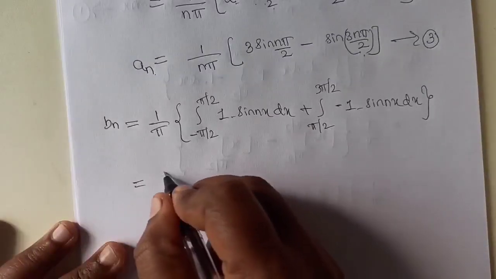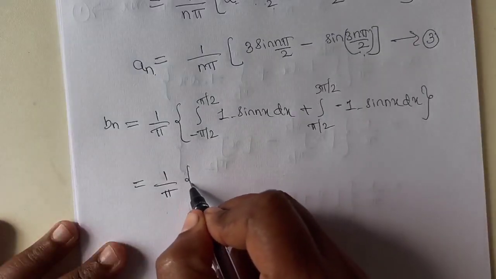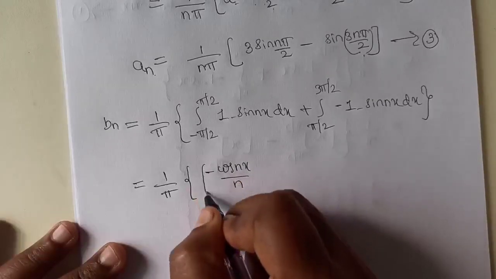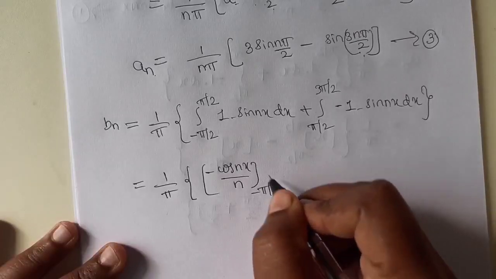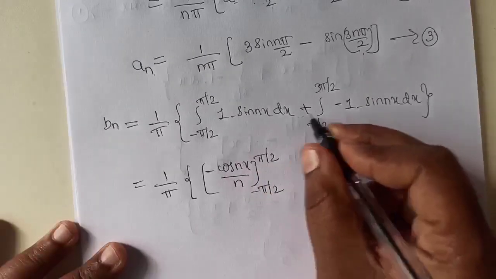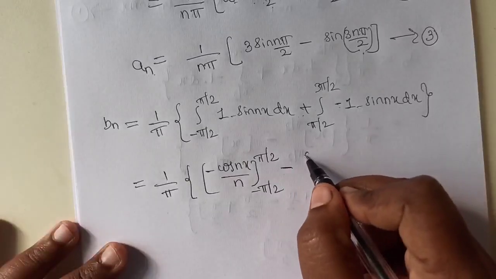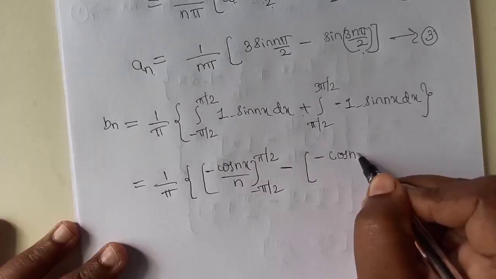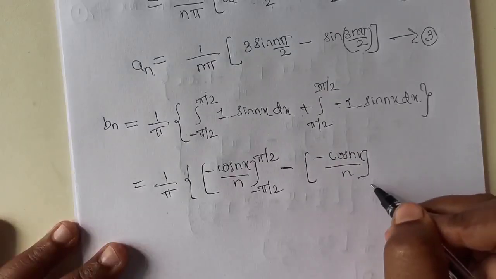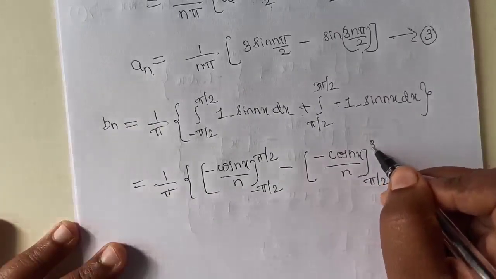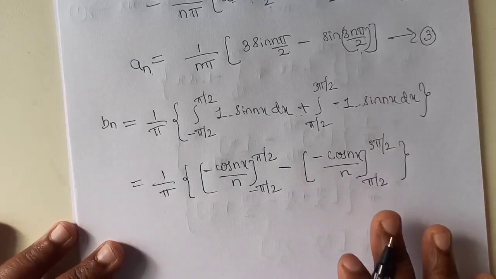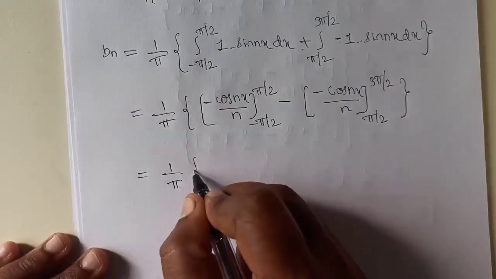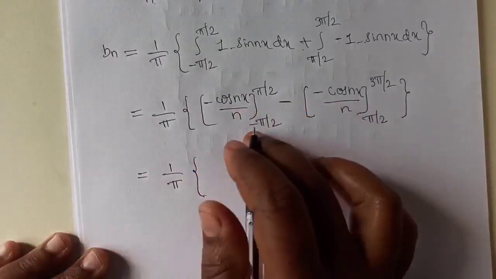Integrating, we get 1 by pi. Integration of sin is minus cos nx divided by n, and the limits are minus pi by 2 to pi by 2. Here minus can be taken outside. Again minus integration, sin integration is minus cos nx divided by n. The limits are pi by 2 to 3 pi by 2. Evaluating these limits, we get 1 by pi, upper limit minus lower limit.